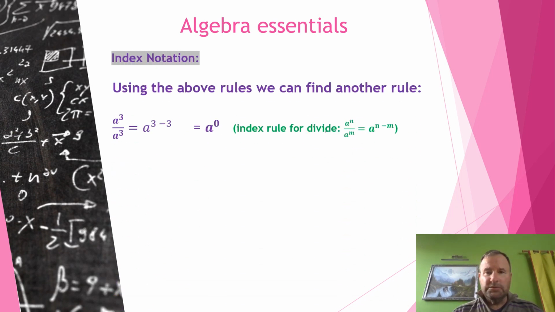Okay, here's some more rules. We're going to find another rule that comes out of these other two rules. So if we use the above rules, we can find another rule. If we go 8 to the power of 3 divided by 8 to the power of 3, according to the rule, that works out as 3 take away 3, which is 0. Now if we use the way that we expand it, a times a times a over a times a times a, we get 1. So that shows us another little rule, that anything to the power of 0 equals 1.